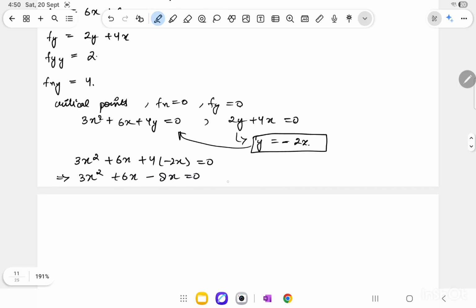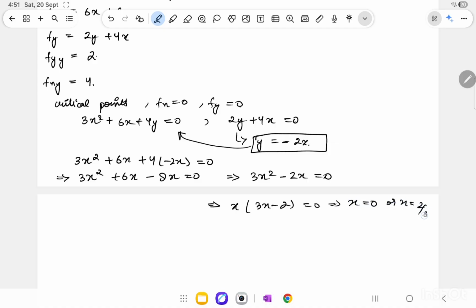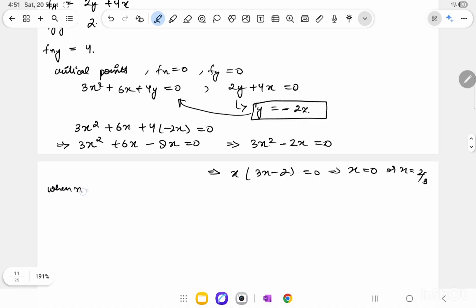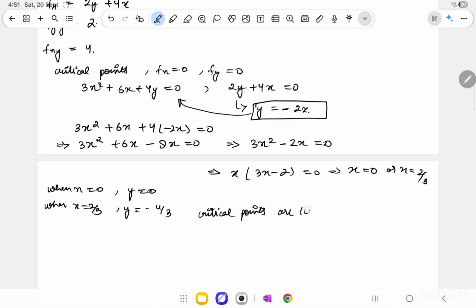So from here I'll be getting 3x square minus 2x equals 0, and I can pull out x from the previous equation. That basically gives me x times (3x minus 2). So from here I get either x equals 0 or x equals 2 by 3. So when x equals 0, y is also 0, and when x equals 2 by 3, y equals minus 4 by 3. So my critical points are (0, 0) and (2 by 3, negative of 4 by 3).